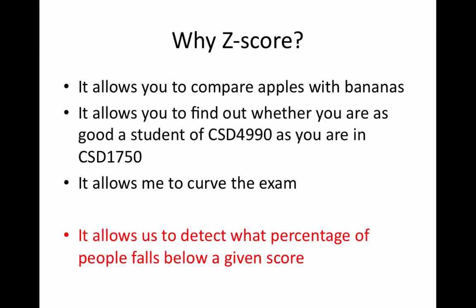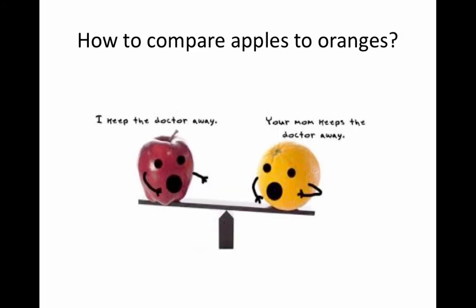Why the z-score? It allows you to compare apples and bananas. It allows you to find out whether you are as good a student in CSD 4990 as you are in CSD 1750. It allows me to curve the exam. It allows us to detect what percentage of people fall below a given score. How to compare apples and oranges. For example, we can compare the progress made by a TLD versus an SLI, or individuals with Down syndrome, using a z-score.